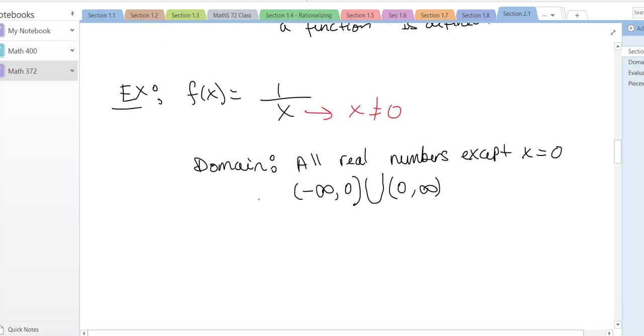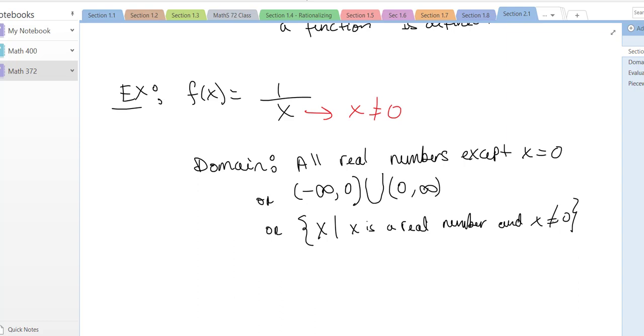Or I can write it in set builder notation. And set builder notation will be all x's such that x is a real number. So this is kind of, you write it partially in words and partially in symbols. X is a real number and x is not equal to 0. So those are the different ways that we can write the domain.